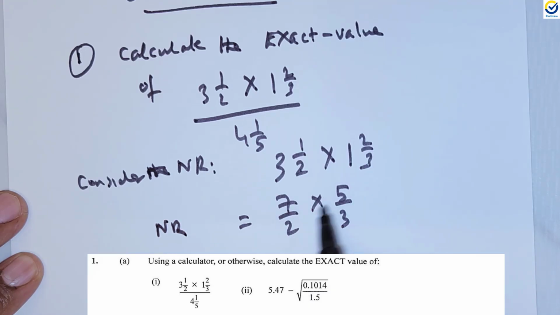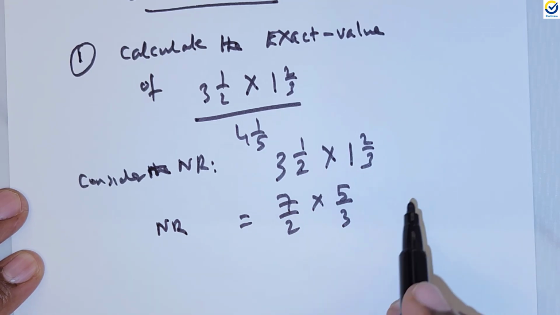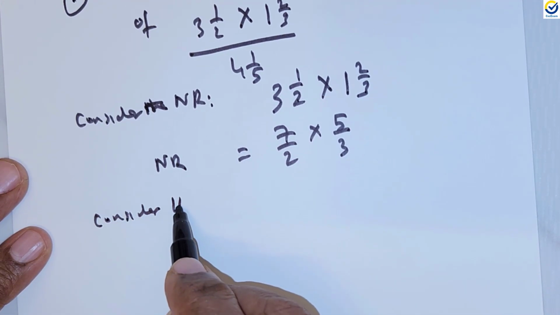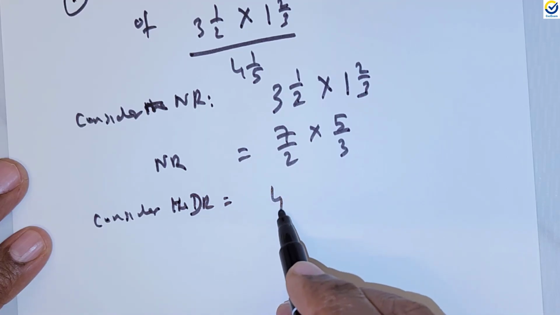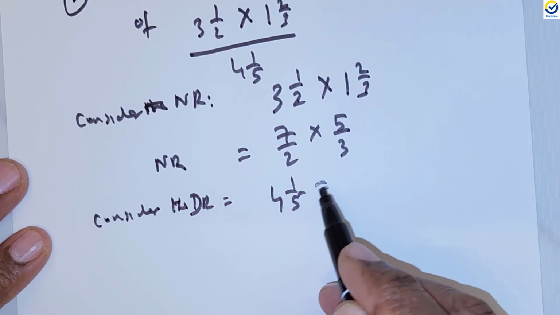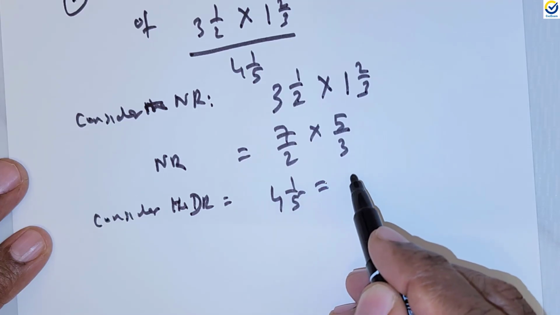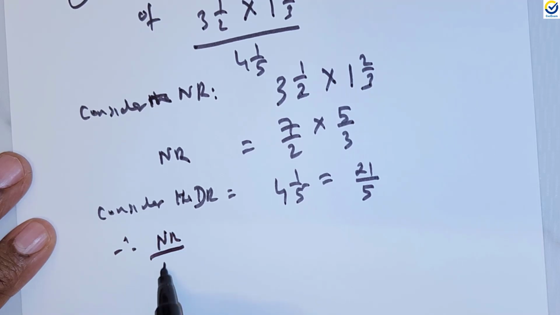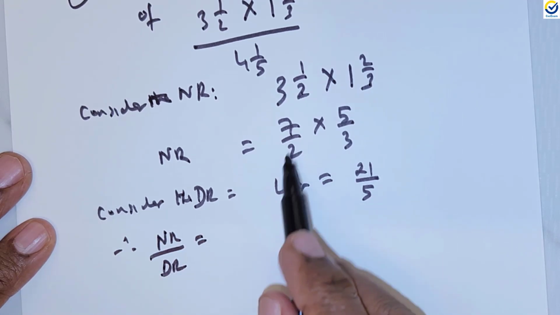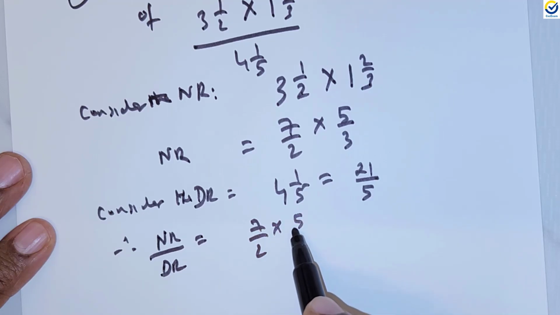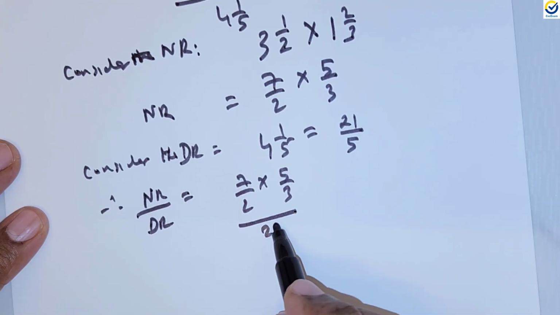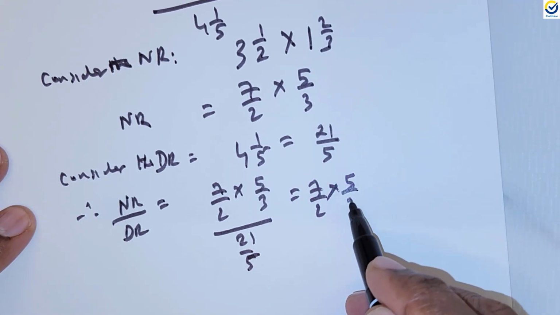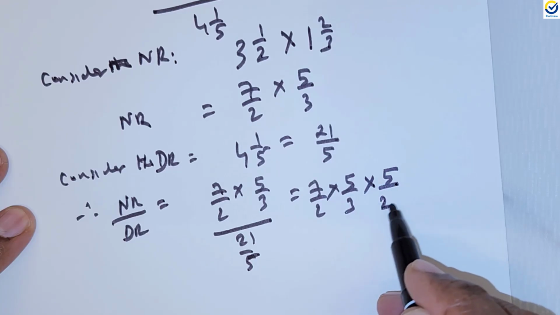In fact, you can either simplify it or just leave it like that. Now you consider the denominator, which is 4 1/5. This is going to be 4 times 5 is 20, 20 added with 1 would give me 21 over 5. So therefore the numerator over the denominator is going to be, the numerator is 7 over 2 times 5 over 3. The denominator is 21 over 5. You flip it. This is 7 over 2 times 5 over 3 times 5 over 21.